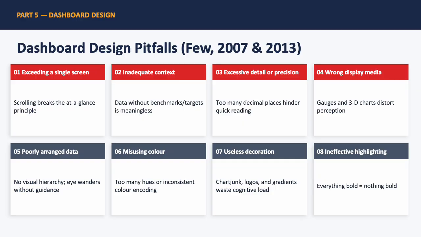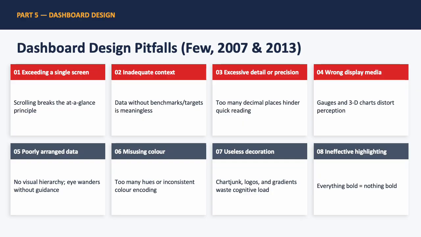The second is providing inadequate context. A number without a benchmark, target, or historical comparison has no meaning. $4 million in revenue could be a triumph or a disaster, depending on context. The third is displaying excessive detail or precision. A dashboard is not a report. Showing 6 decimal places on a KPI card or displaying individual transaction records overwhelms the reader.